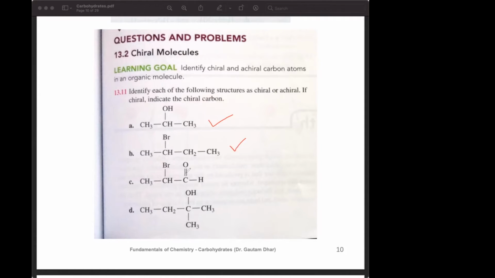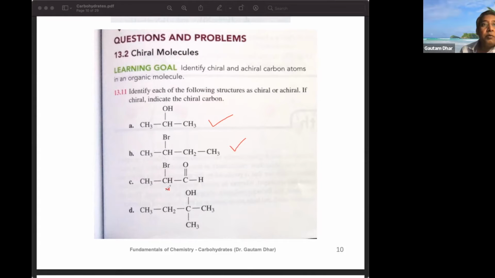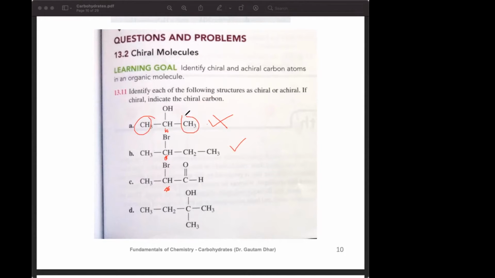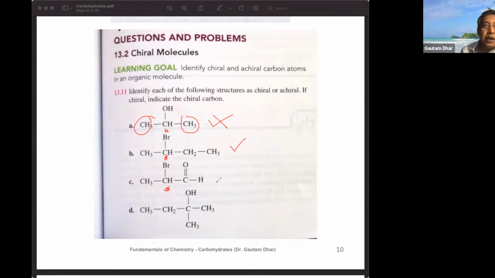If you look at C, we are looking at this carbon. Now this is not chiral, because you have two same groups. The first one is not a chiral molecule, but the second one is chiral. The third one is chiral. And if you look at the fourth one, it has two same groups, so it is not chiral.